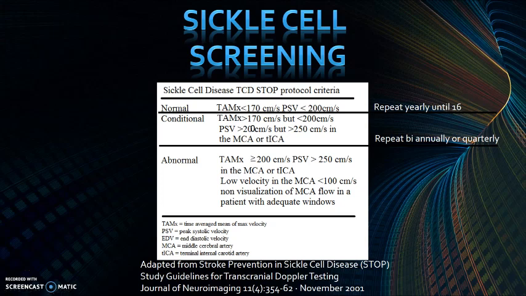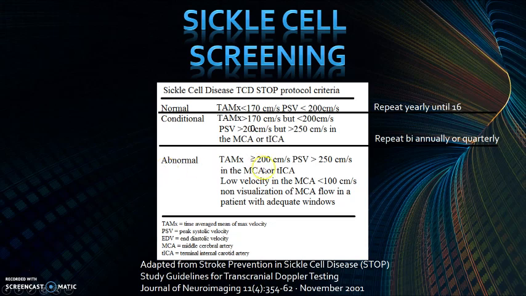So here are the parameters for the protocol. Normal velocities are mean flow velocities less than 170 centimeters per second and peak systolic velocity less than 200. If they're normal, they were repeated every year until the patient's 16 years old. A conditional exam would require the mean flow velocity to be over 170 but less than 200, and the peak systolic velocity to be above 200 but less than 250 in the MCA or terminal ICA.